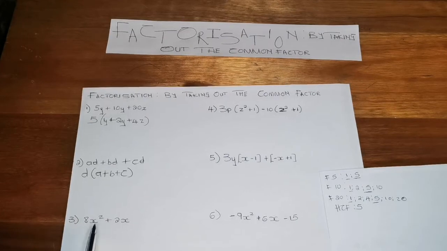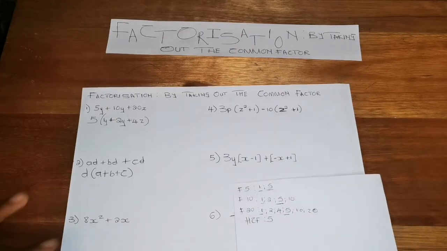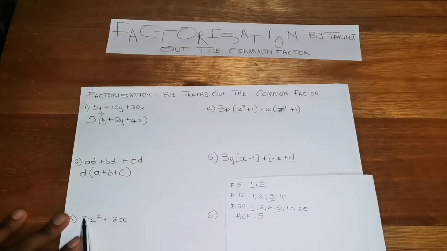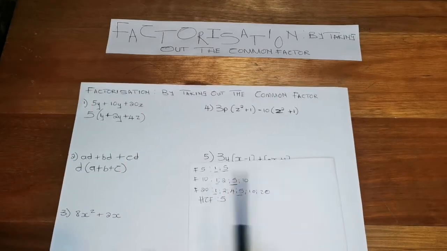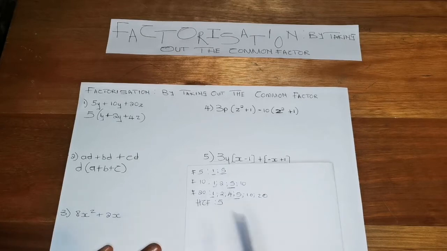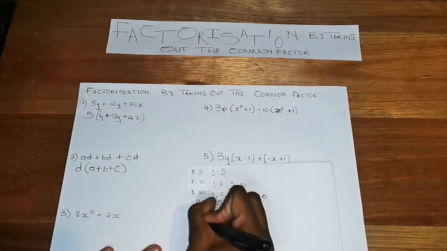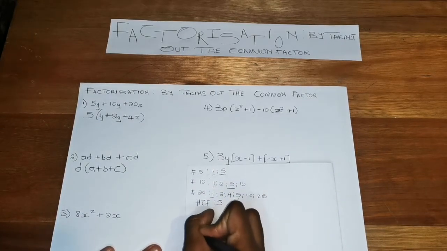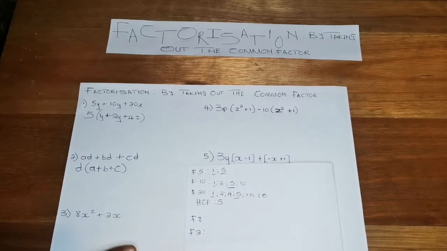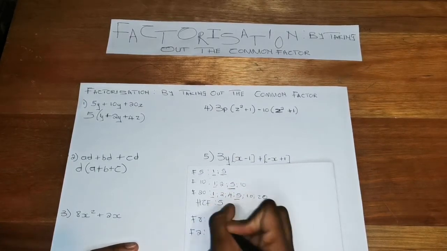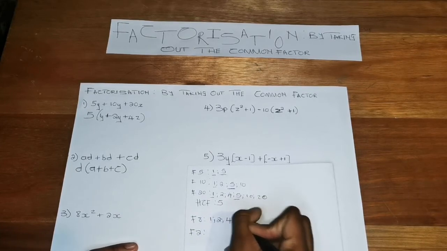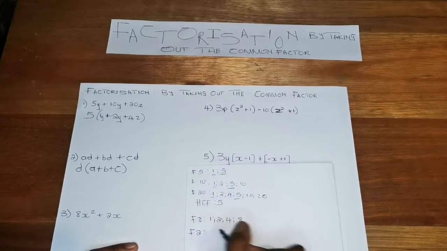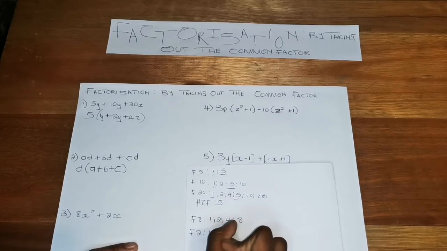And then we're moving to the third question. We're going to check here. We have numbers, meaning that we have to check the factors. We have to find factors of 8, factors of 2. What are factors of 8? We have 1, we have 2, we have 4, we have 8. What are factors of 2? We have 1 and we have 2.